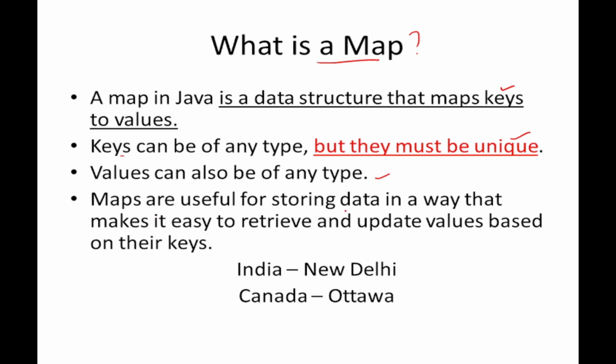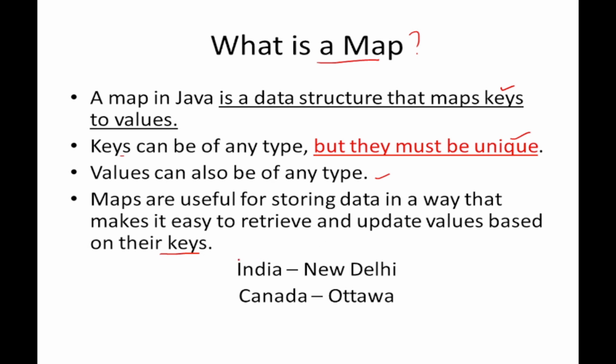So maps are useful for storing data in a way that makes it easy to retrieve and update values based on their keys. So you want to access a value from within the map. How are you going to access it? You're going to use the key to get the value because keys are unique.